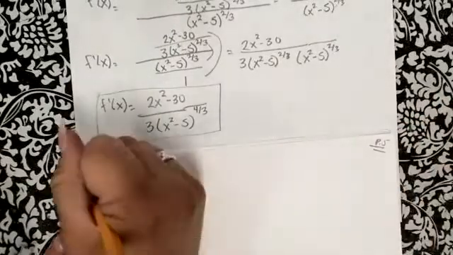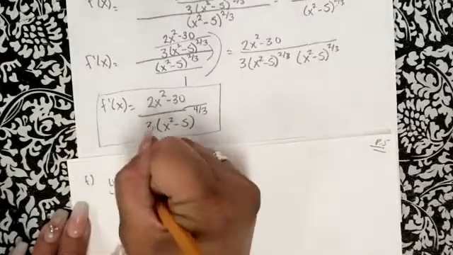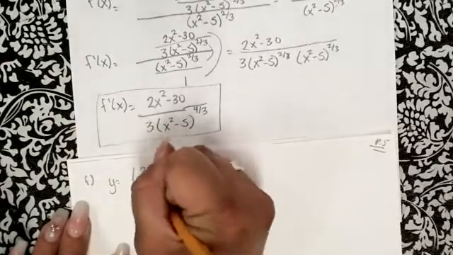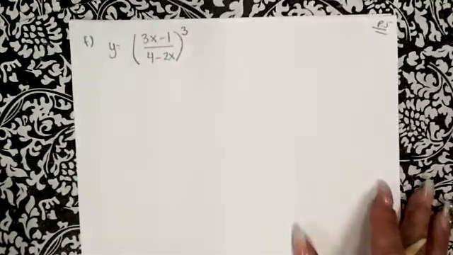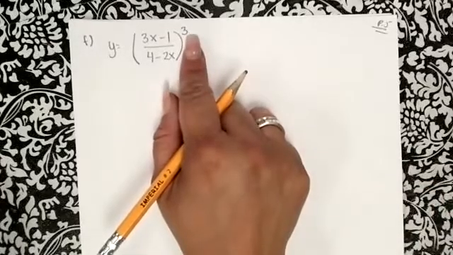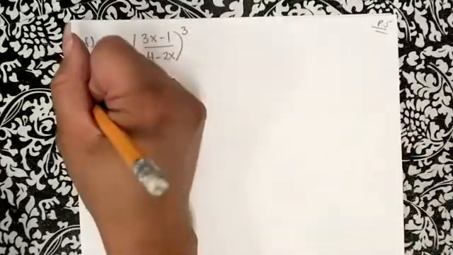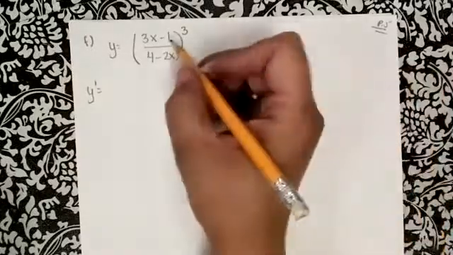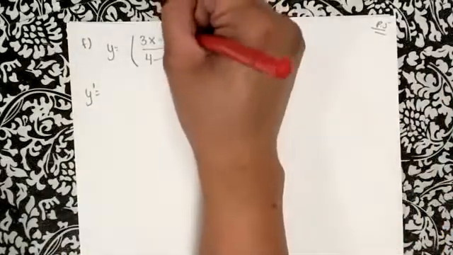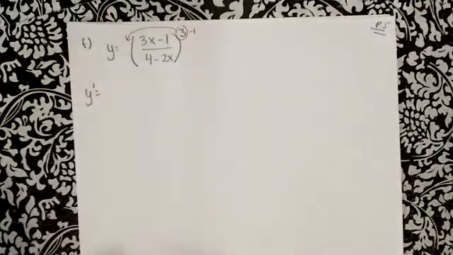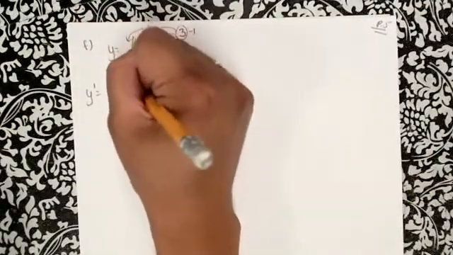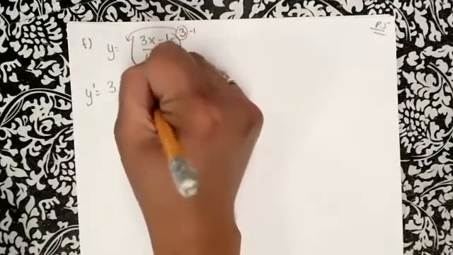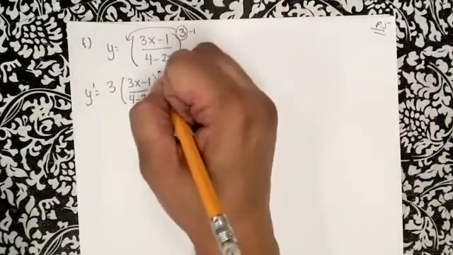Almost done. I need to do the chain rule. So the derivative of y is going to be y prime. Now for the chain rule, you are going to bring the 3 down to the front and then decrease the power. Keep everything inside the same. And then I'm going to decrease the power, so now the power is 2.